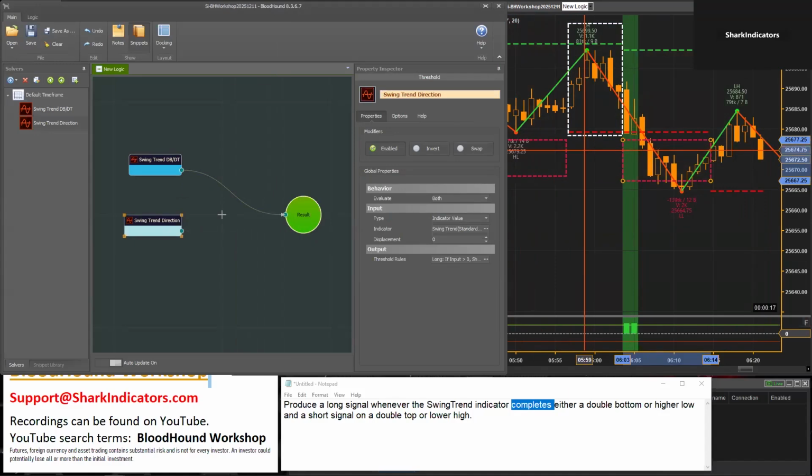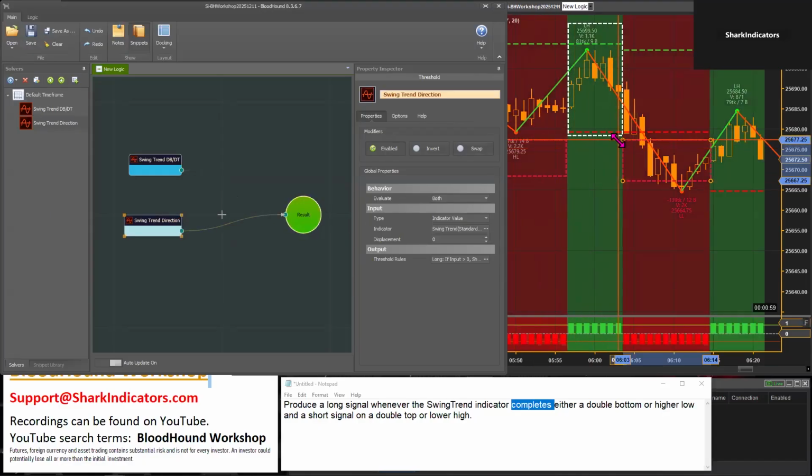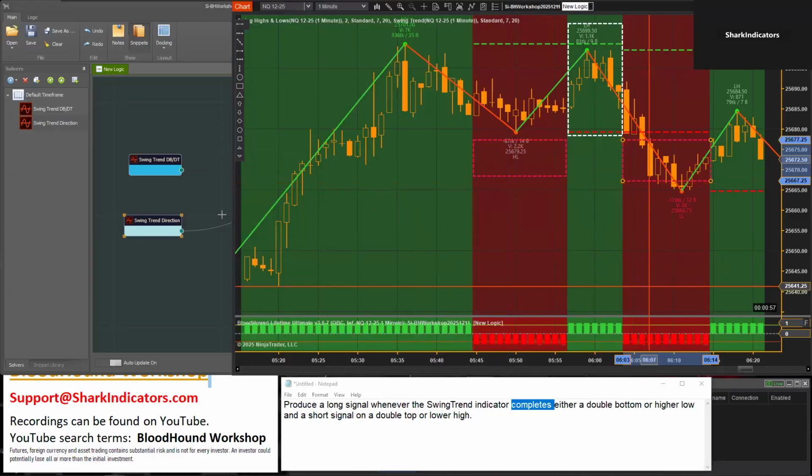So, yeah, we had a double bottom developing here. And of course, a double bottom can only develop while a down swing line is developing. So it's going to be inside, right? A double bottom is only going to occur when we have this short directional output here.